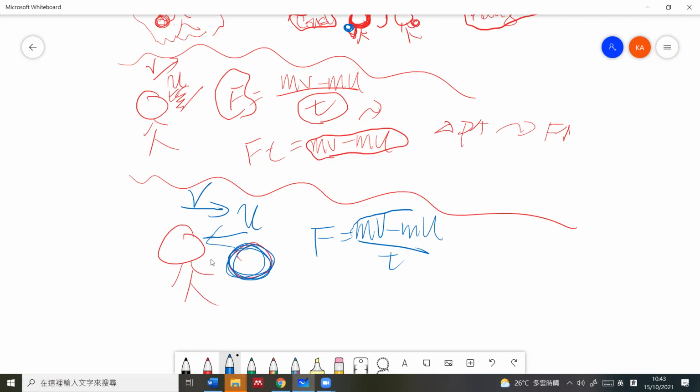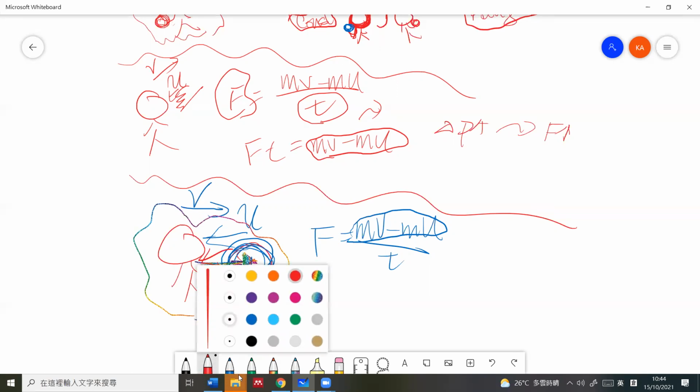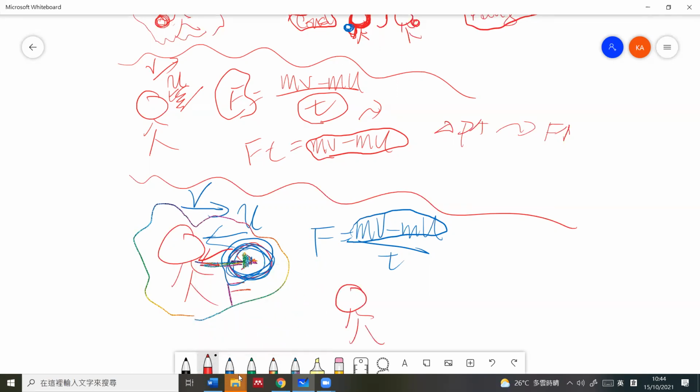The ball bounces back, so there must be a force. There is a force provided to the ball to let the ball bounce back, and the force provided to the ball is from yourself. So you apply the force to the ball. In other words, according to Newton's third law, since you apply a force to the ball, the ball applies a force to you. So you feel hurt.